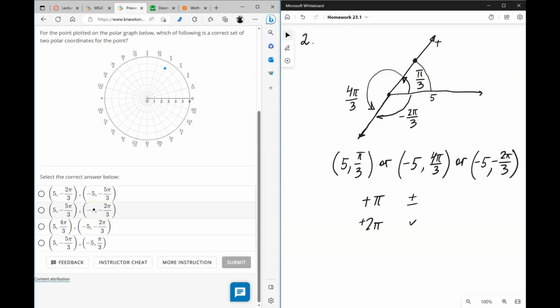And the other one is going this far, so it's going to be negative 5 pi over 3, and then it will be positive 5 again. So these are just some examples of polar coordinates, and it looks like this is the correct answer.